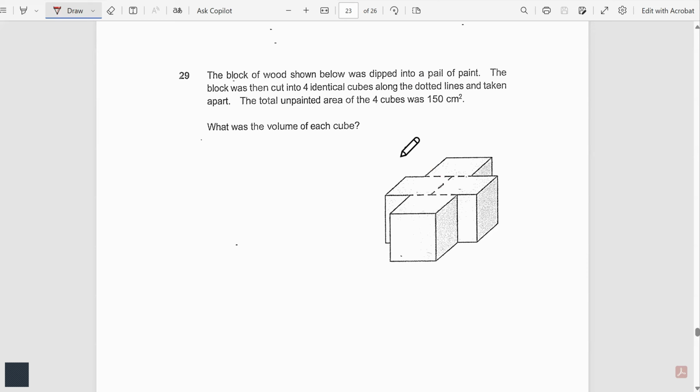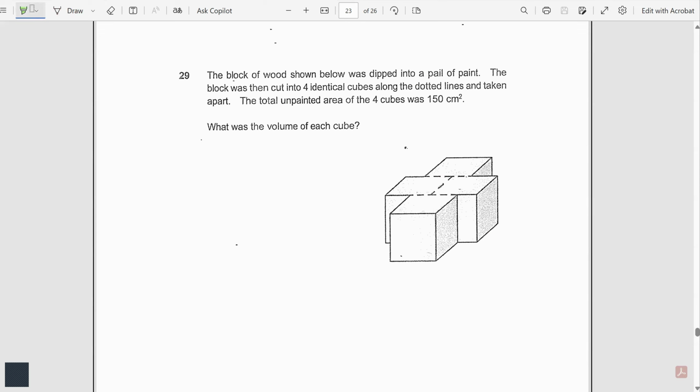Right? We are given this diagram and we are told that the unpainted area is 150 square cm. So you need to figure out where the unpainted area is, how many sides make up the unpainted area. So this 150 square cm will be the dotted lines as seen, like the faces you cannot really see. It's the faces that are touching each other. So maybe let me just highlight.